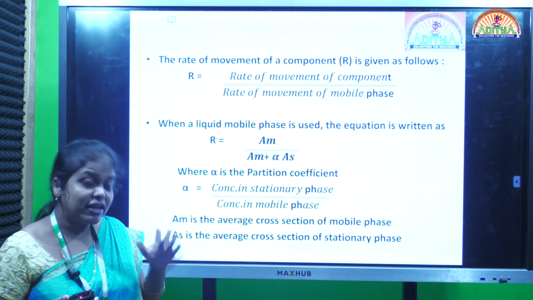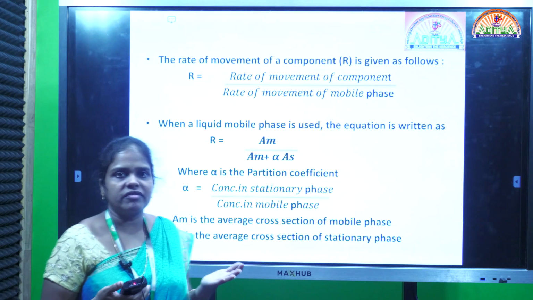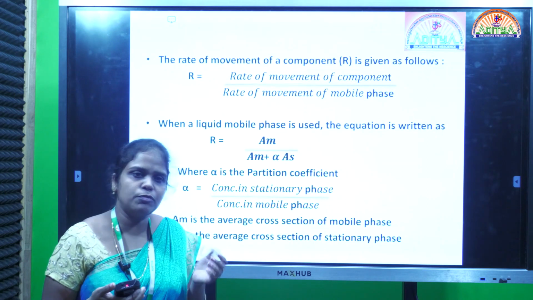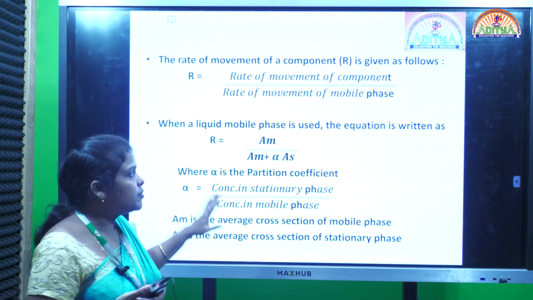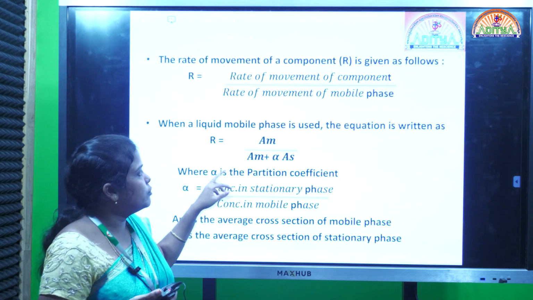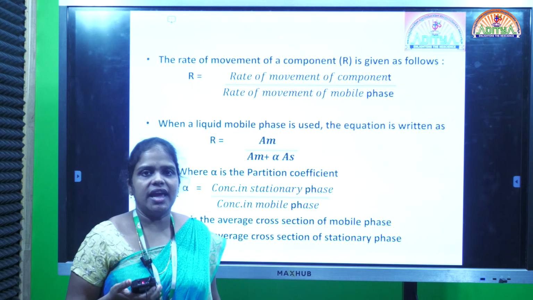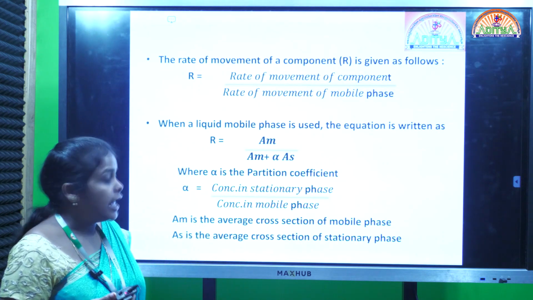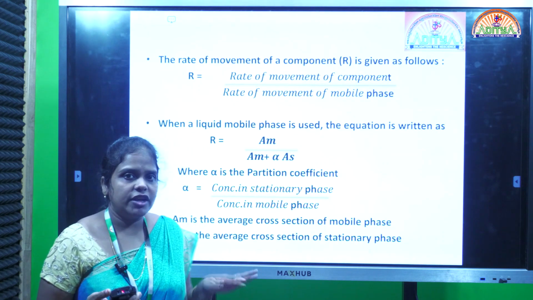That is one formula. Whenever we are using partition column chromatography, in which the stationary phase and mobile phase are liquid, at that time the formula changes. That is, the rate of movement R is equal to AM by AM plus alpha into AS.